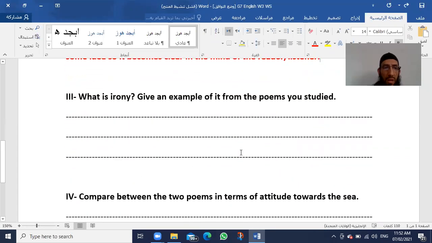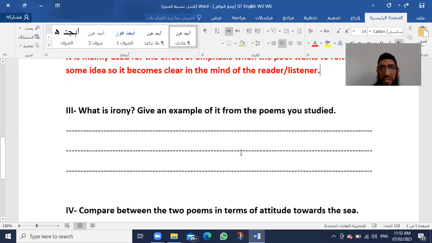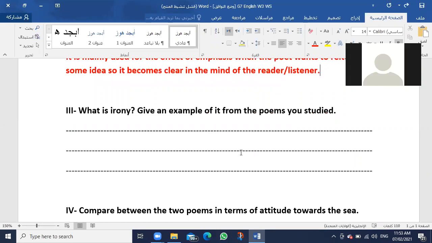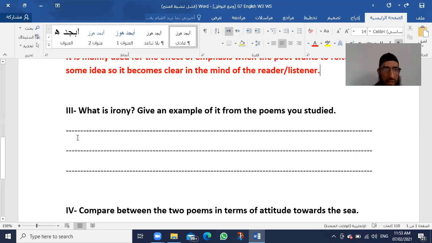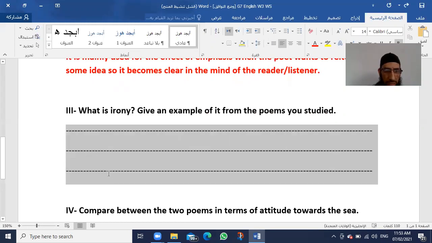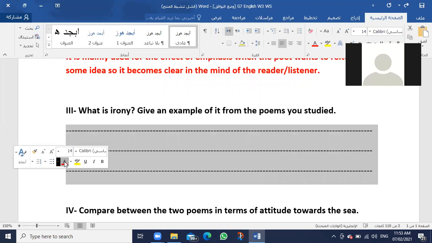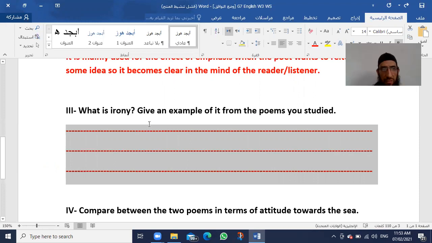Question number 3. What is irony? Give an example of it from the poem you studied. Who can answer that, guys? What is irony? Go ahead. Irony is an expression of one's meaning by using a language that signifies the opposite. Bravo. Excellent. We can say it in different ways.